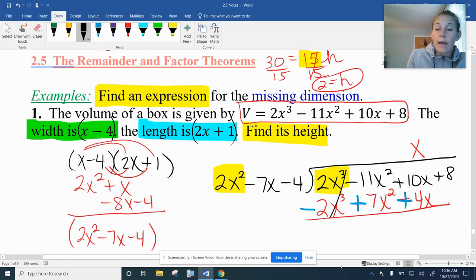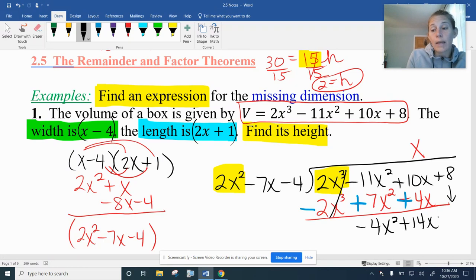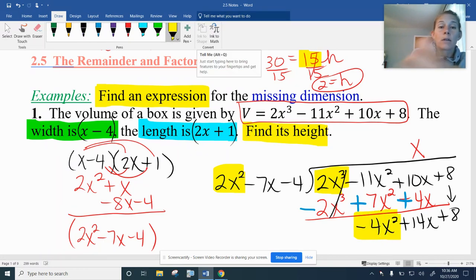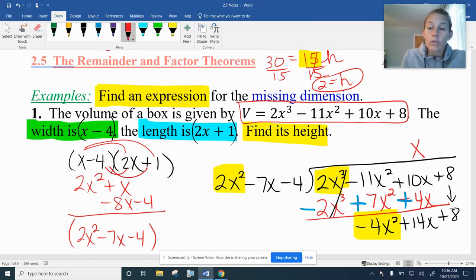And now I have negative 4x squared plus 14x, and I'm going to bring down that 8, and I'm going to repeat this division process again. So what's the next part of my quotient? That when I multiply that term by 2x squared, I get negative 4x squared, and that would be negative 2.